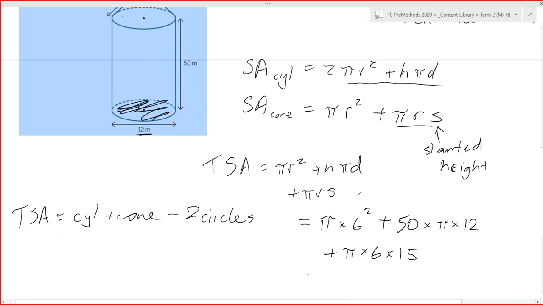Suppose. So we've got pi, so it's not going to be exactly right. So we're going to have to do 2 decimal places. So if I round that up, it becomes rounded to 80 meters squared. And then communicate that you've rounded it to 2 decimal places.